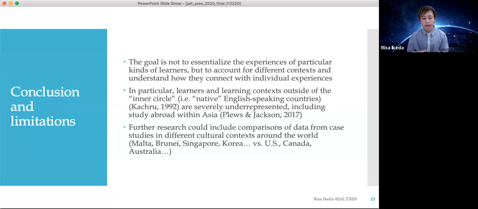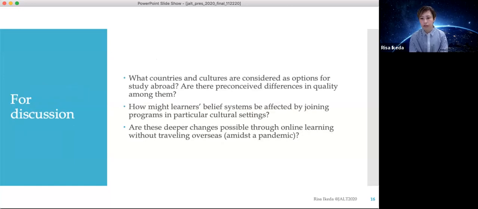Although I couldn't do this in my study, further research could include comparisons of data from case studies in different cultural contexts around the world, such as Malta, Brunei, Singapore, Korea, it's kind of endless, versus the US, Canada, Australia. How are they different? How are they similar? And that's kind of all. I had some questions for discussion if we had time, but thank you all for joining.